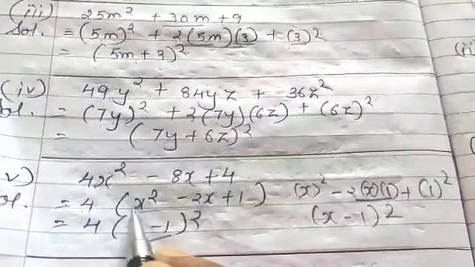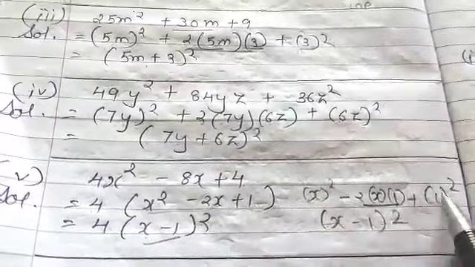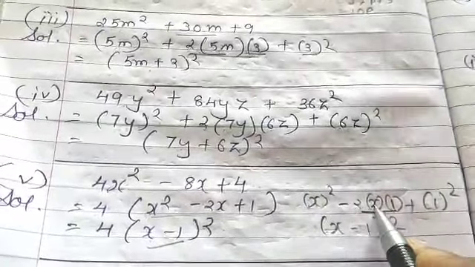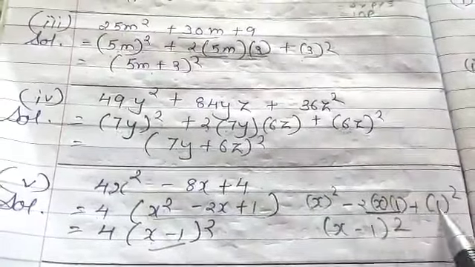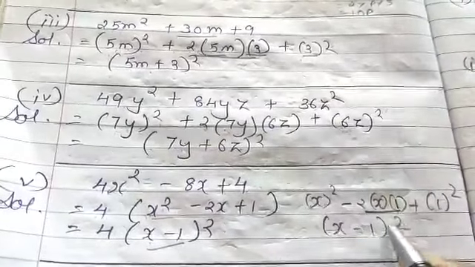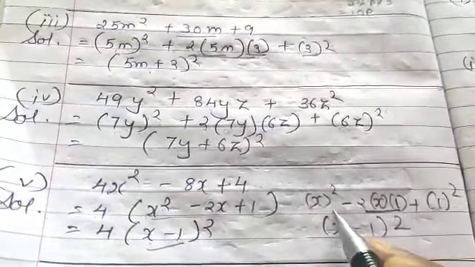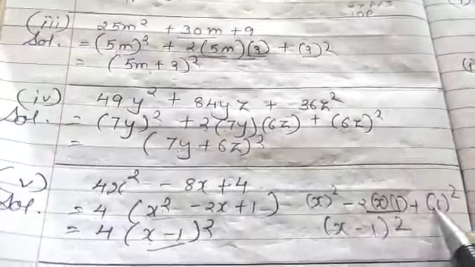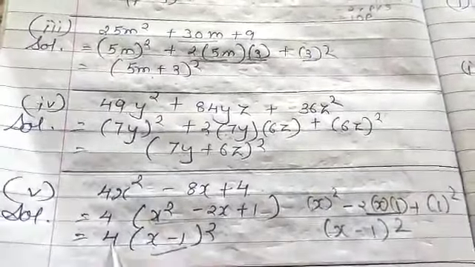Find the root of the first term: x square is the square of x, and 1 is the square of 1. In the middle term, 2 into the root of the first term into the root of the last term, that is x into 1. Whenever you get this value, it is the square of (a minus b) the whole square. Here the minus sign is there, so write a minus b. Here the value of a is x and the value of b is 1, so that is (x minus 1) the whole square, and write down this 4 as it is.